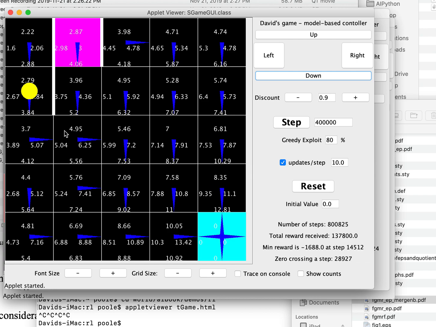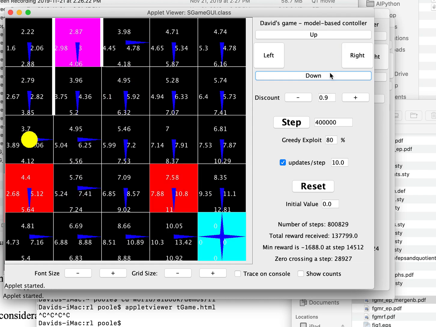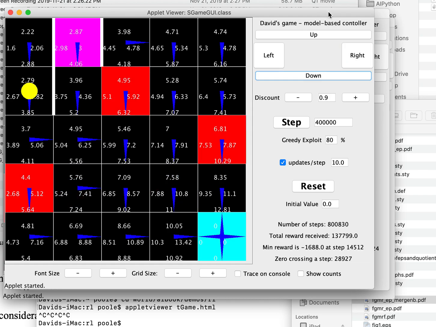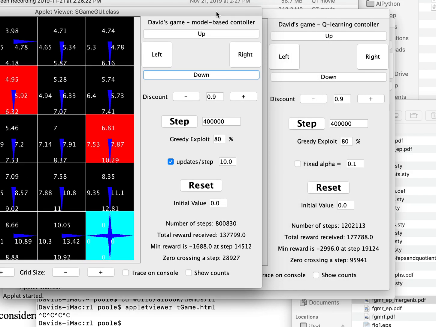It's trying to avoid the monsters that are in these other funny squares. Okay, so we're going to go down, right. If we compare these two, this model-based control and the Q-learning controller, look at this one here. The model-based controller, I just ran it a few times, had a minimum reward of 1,688. The Q-learning had a lower minimum reward.